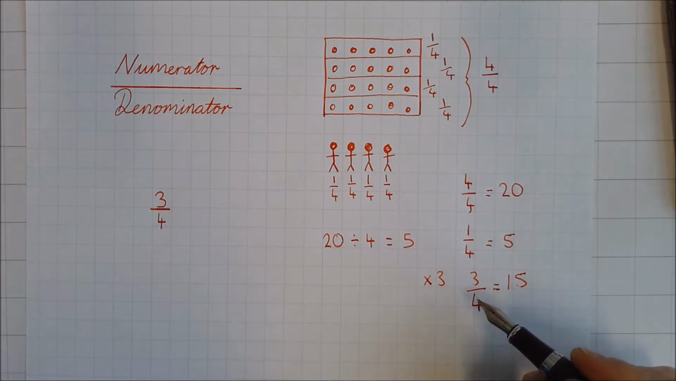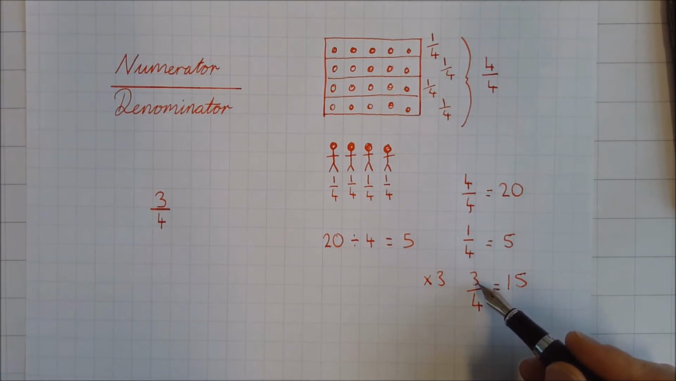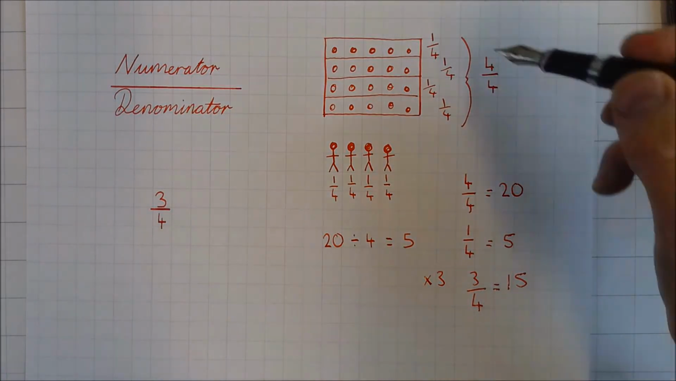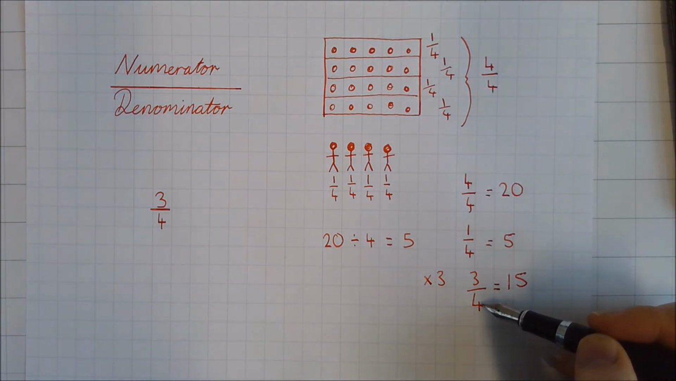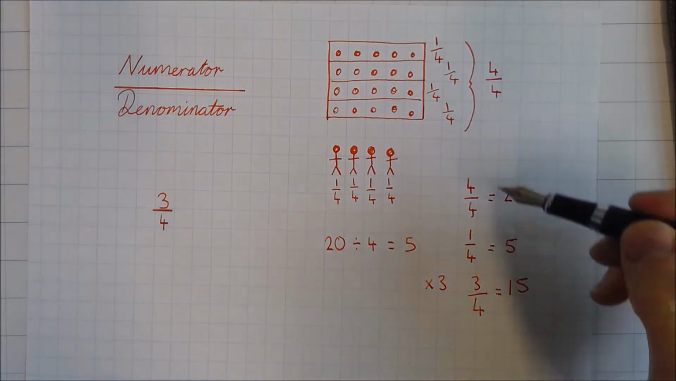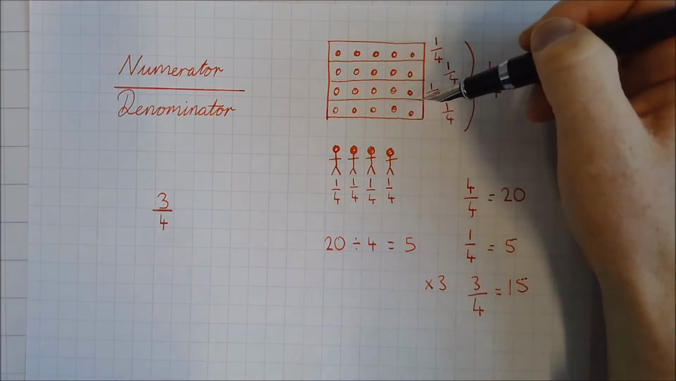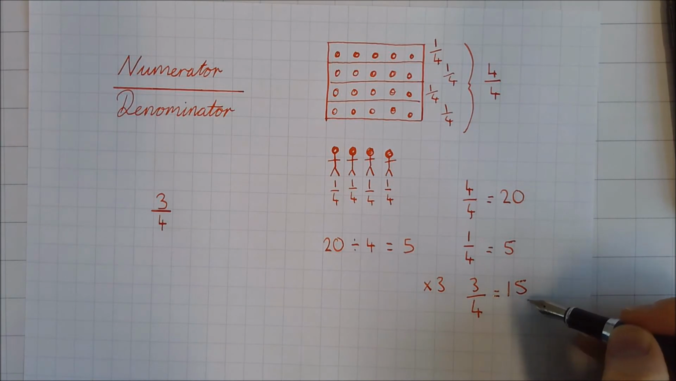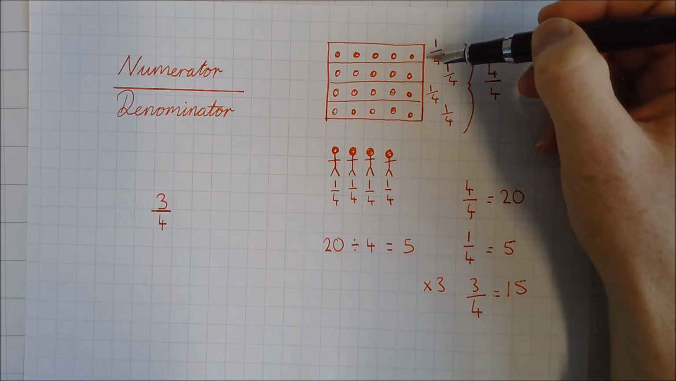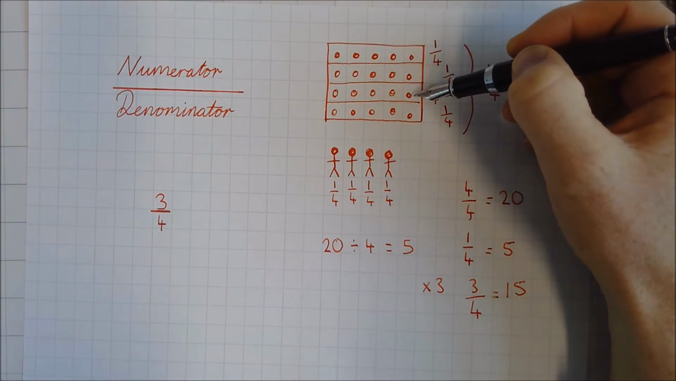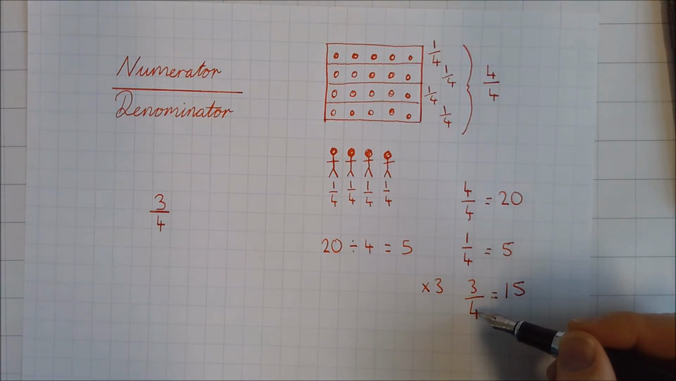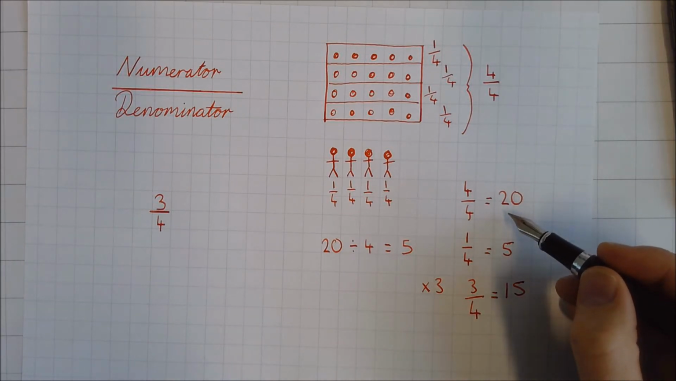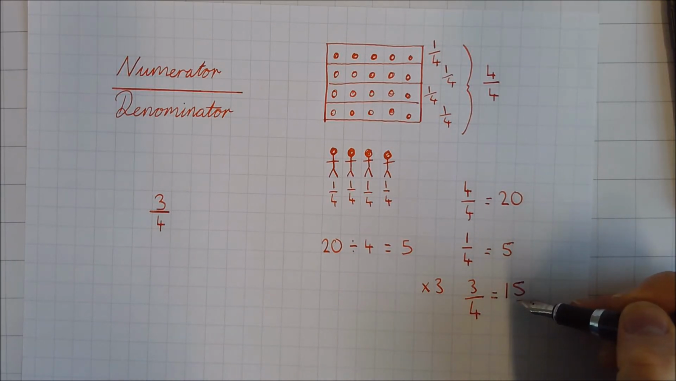So in our 3/4 here, what does the 3 represent? Well, the 3 represents 3 of the quarters. What does the 4 represent? The 4 represents how many equal pieces we've split our whole into. What does the 15 represent? The 15 in this context tells us that in our 3/4 we have 15 chocolates. So 15 is the number that is equal to 3/4 of our whole. Our whole was 20, and 3/4 of 20 is 15.